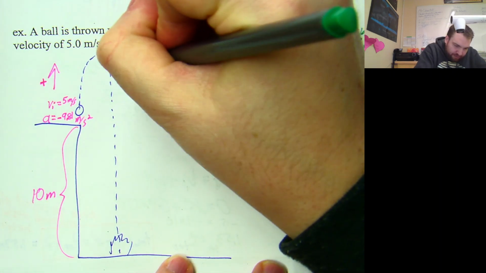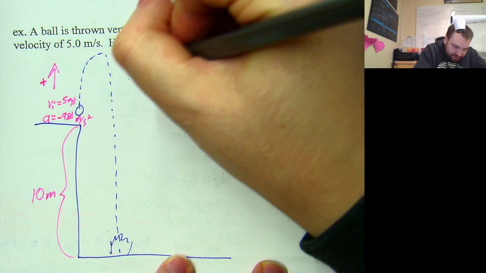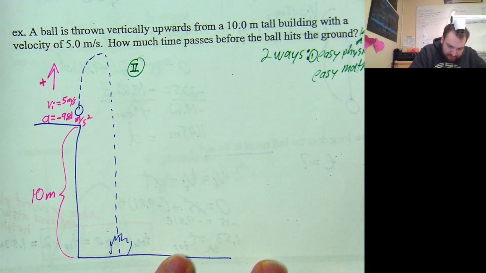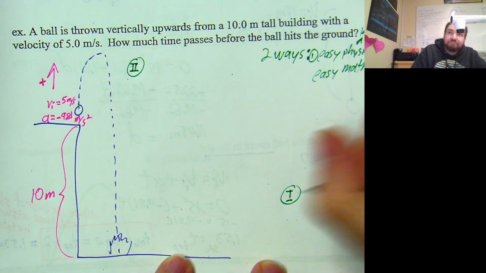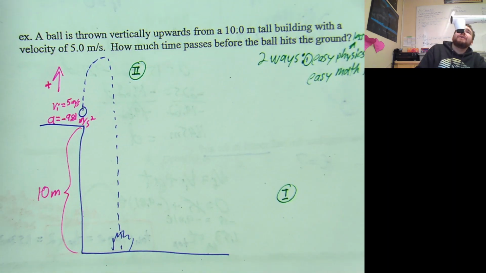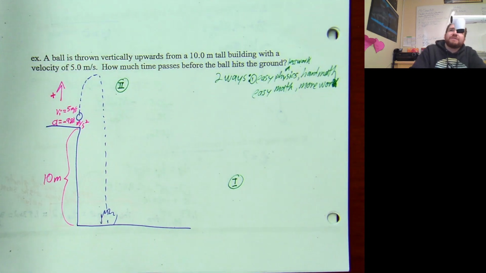Let's do it here. Number one. No, let's not do it over here. We'll do it over here. This will be number 2. This will be number 1. We'll do it over here because I need less space for it.